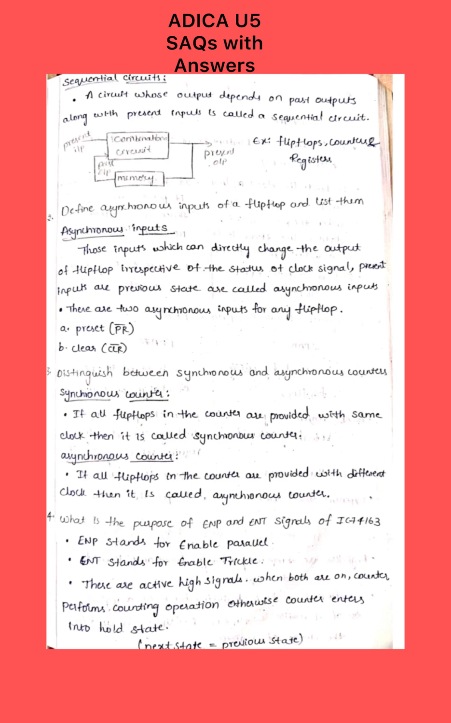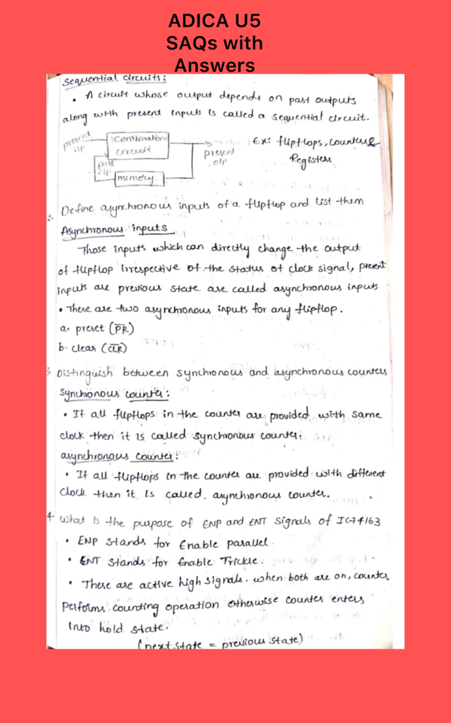This is the basic question and you know it already; I am showing the sequential circuit only here. A combinational circuit is one whose output depends on present inputs, and a sequential circuit is a circuit whose output depends on past outputs along with the present inputs. Example combinational circuits are adders, subtractors, multiplexers, demultiplexers, encoders, decoders, etc. For sequential circuits: flip-flops, counters, registers, etc. You can see the block diagram of sequential circuits.